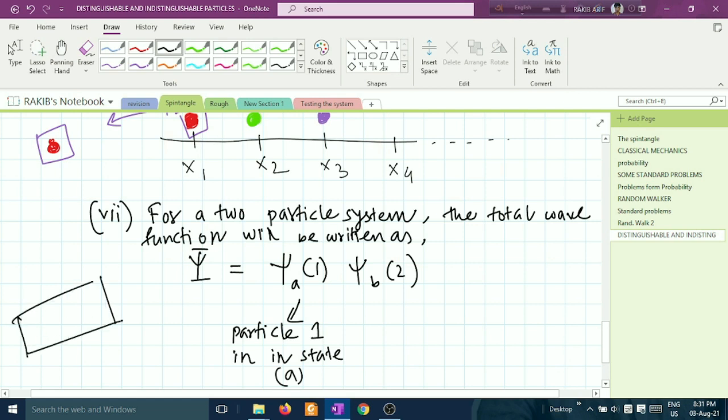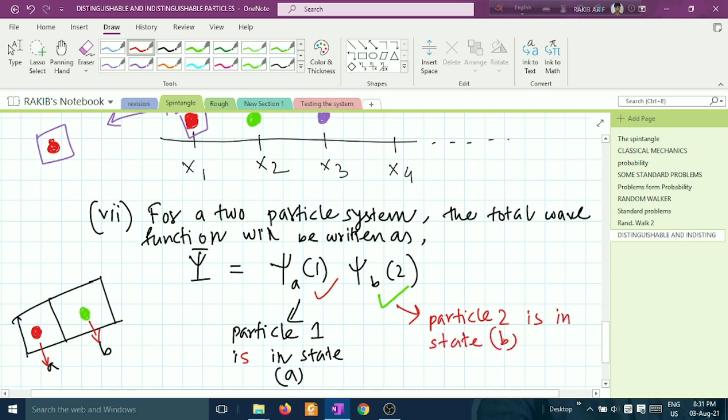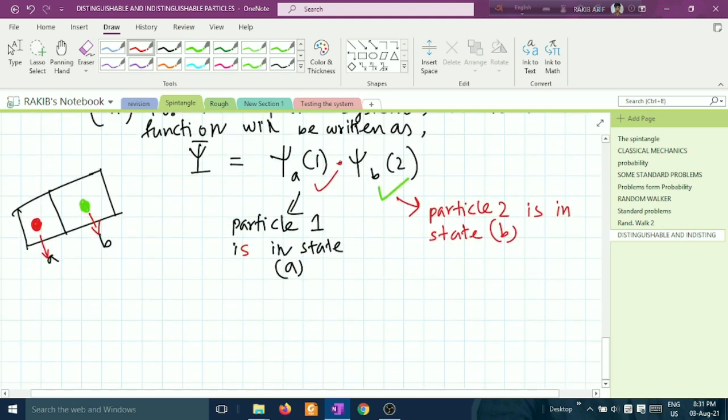Suppose these are the 2 states. This one is the state A, this one is the state B. Say this is the particle 1 and this is the particle 2. Particle 1 is in state A, and particle 2 is in state B. They are composite.